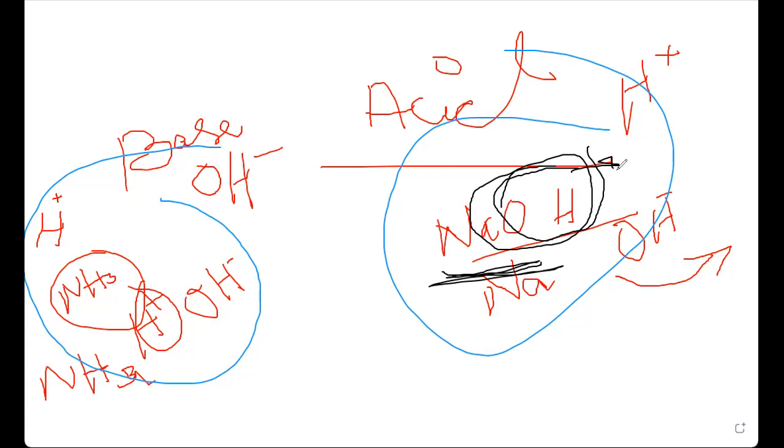But acid is something which can donate H plus ion to the water. And the thing which we are doing here, for example, we are using HCl. We are dissolving HCl into the water and it is broken down into H positive and Cl negative. So this is called dissociation. When you are dissolving HCl into the water, it is dissociating into its ions.